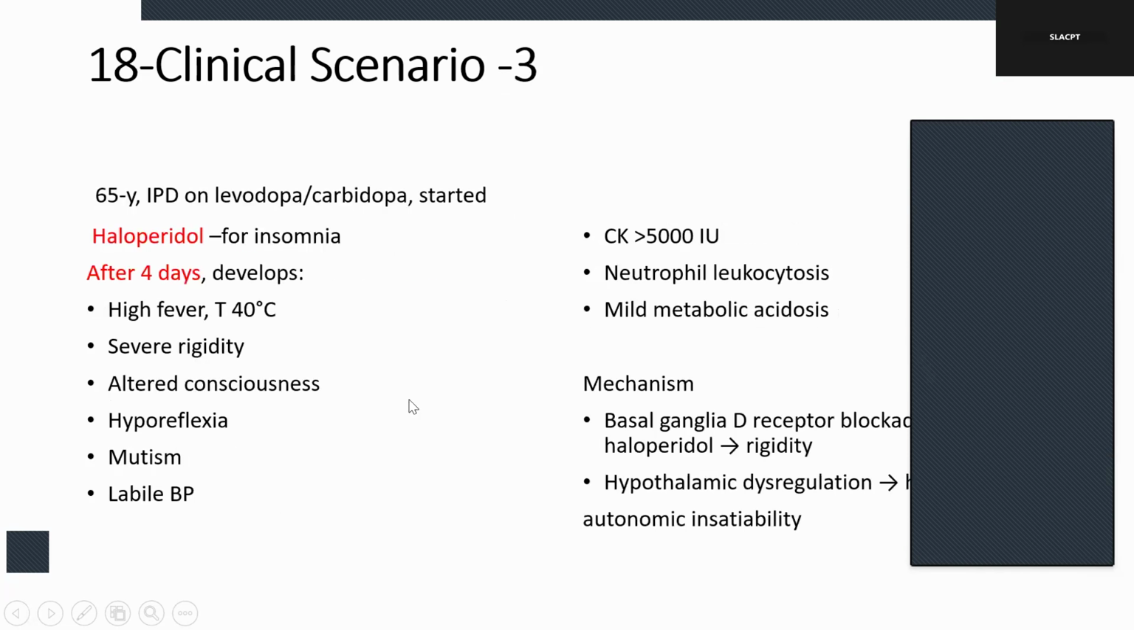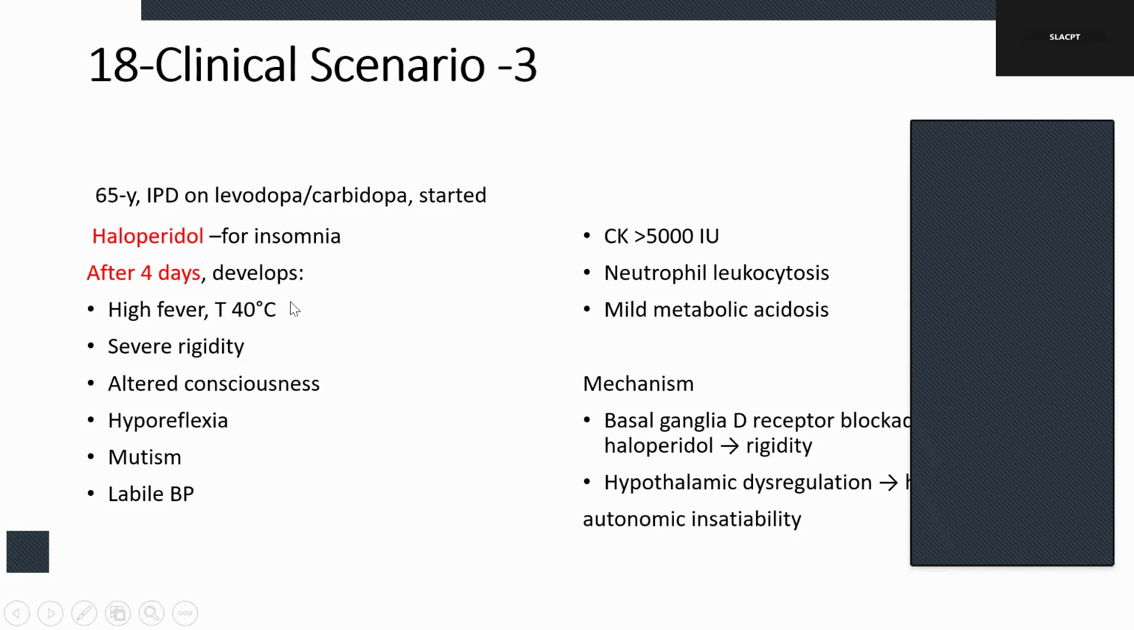Lastly, the third one: a 65-year-old patient with Parkinson's disease. This elderly patient is on regular standard therapy, levodopa and carbidopa, and has complained of insomnia to the general practitioner. In our practice also, without asking about other drug history, some might start other drugs for the insomnia. Haloperidol is usually given, actually not the first-line drug.